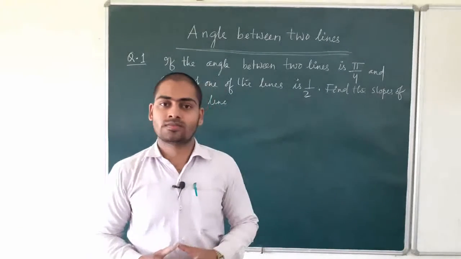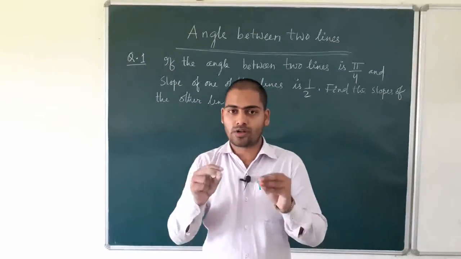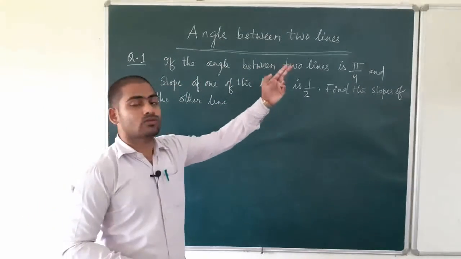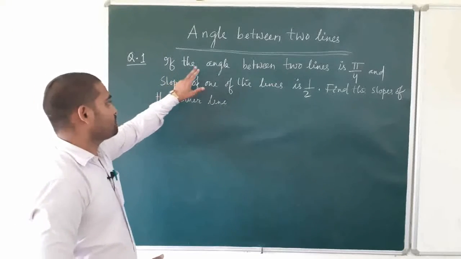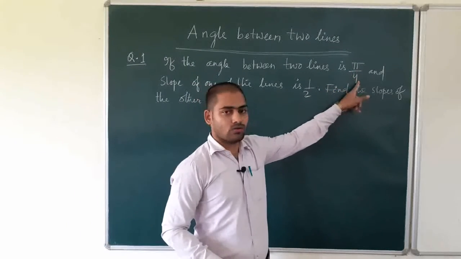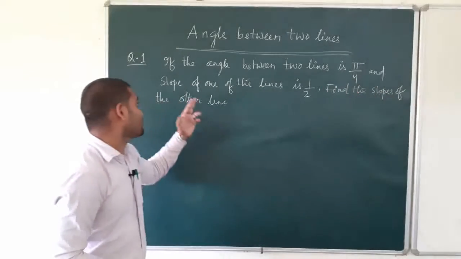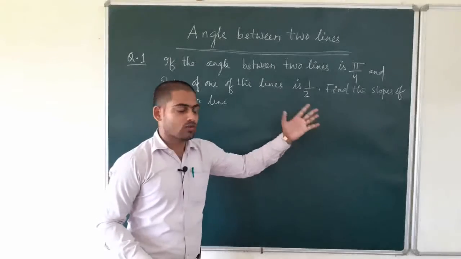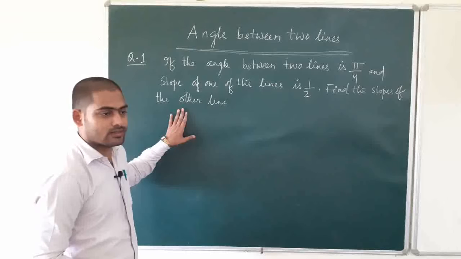Hello friends, today in this video we are going to solve some problems based on angle between two lines. So student, first question: if the angle between two lines is pi by 4, that is 45 degrees, and the slope of one of the lines is 1 by 2, then find the slope of the other line.